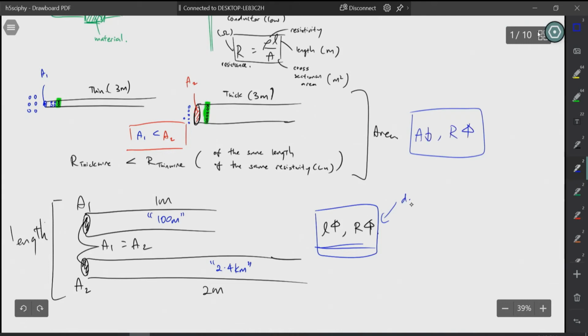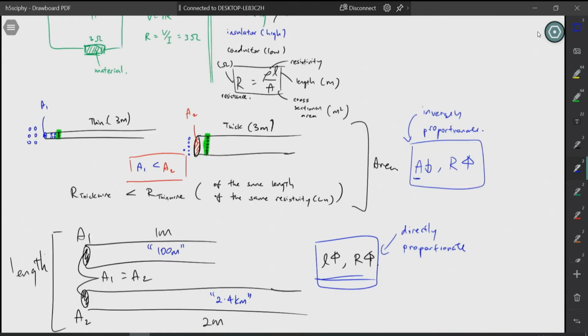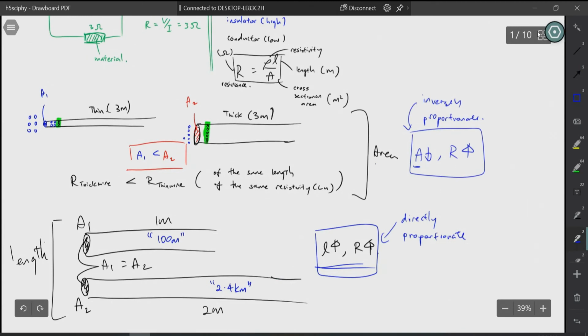So this is directly proportionate, and this is inversely proportionate. One thing to know about A is that area is equal to pi r squared in this case. So let's see how that plays into part.